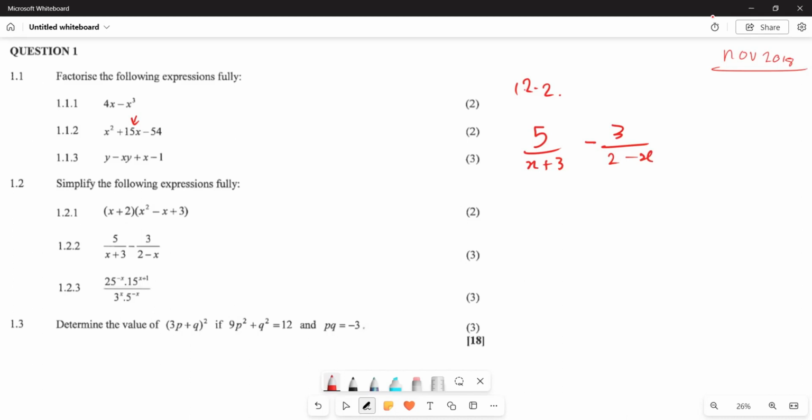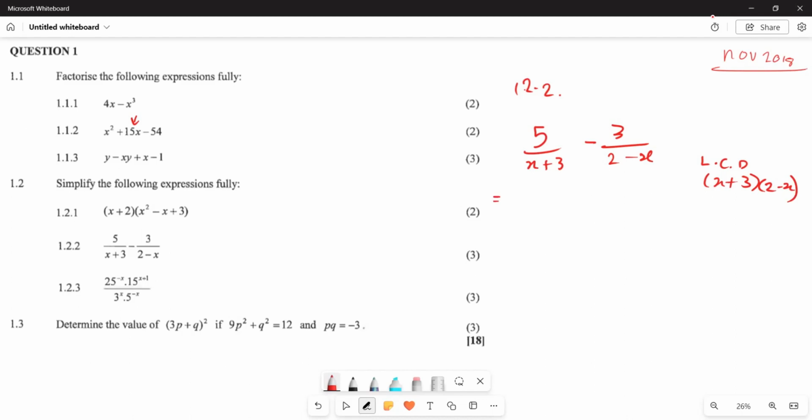Now, for you to solve this type of question, this is what you're going to do firstly. Now, this is going to be your fraction. So if this is going to be a fraction, you're going to start by firstly identifying your what? Your LCD, right? So your LCD that you are having here is going to be what? You're going to have x plus 3 and also 2 subtract x out here.